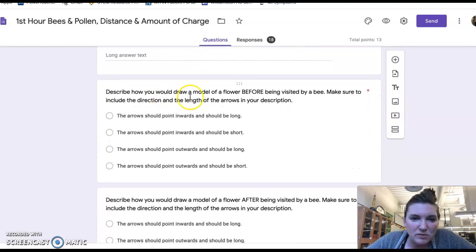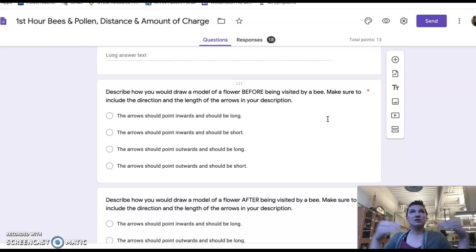Describe how you would draw a model of a flower before being visited by a bee. Make sure to include the direction and the length of the arrows in your description. Okay, so a flower that has negatively charged pollen on it is going to have a negative electric field. And I know that just like the Cookie Monster, the negatively charged electric field points inward. So if it has a lot of negatively charged pollen, it's going to have long inwardly pointing arrows showing that negative electric field.